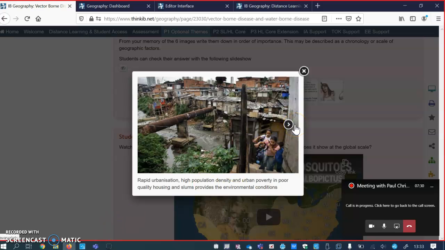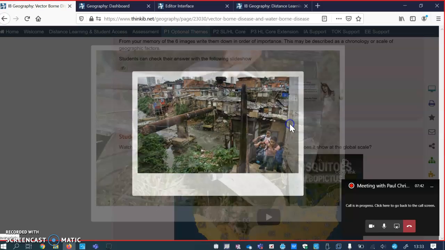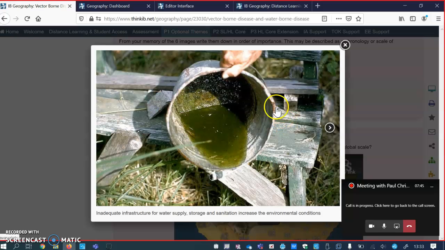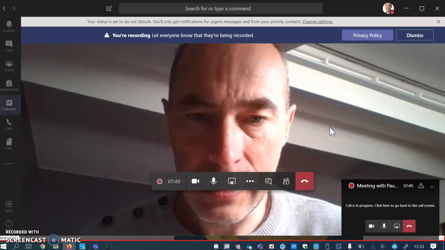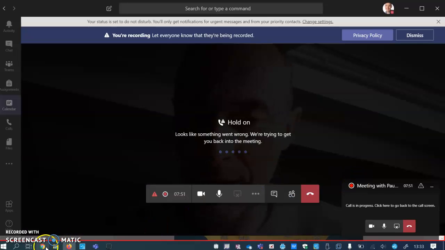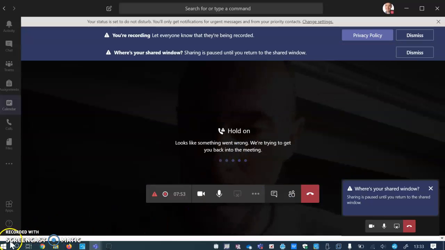And then we've got rapid urbanization rates, high density housing, urban poverty, so very poor environmental conditions which encourage the spread of the disease amongst people. And part of that poor environment is stagnant water and poor management of waste. So many places being available for.